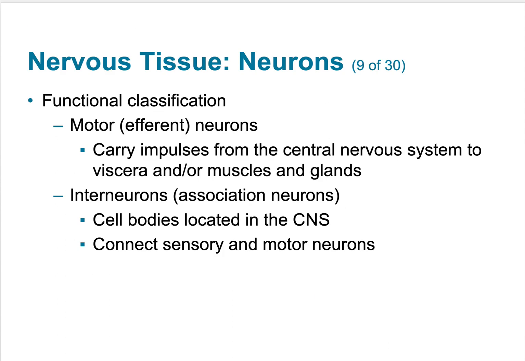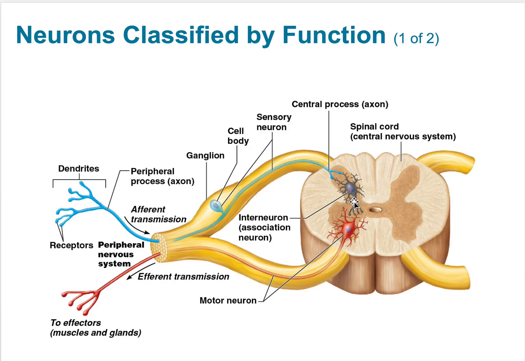Then we have the motor receptors. They carry impulses from the central nervous system to viscera, which are internal organs, and then muscles and glands. We also have those interneurons I mentioned before. They are found in the central nervous system, and they are the ones that actually connect. These guys right here connect sensory to motor, and those are called interneurons.